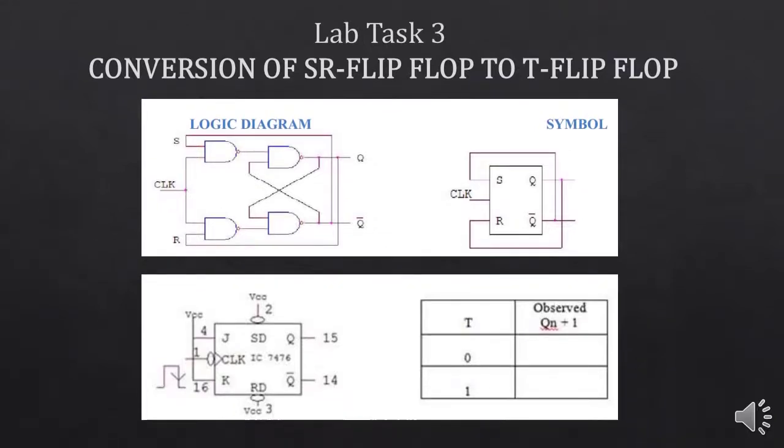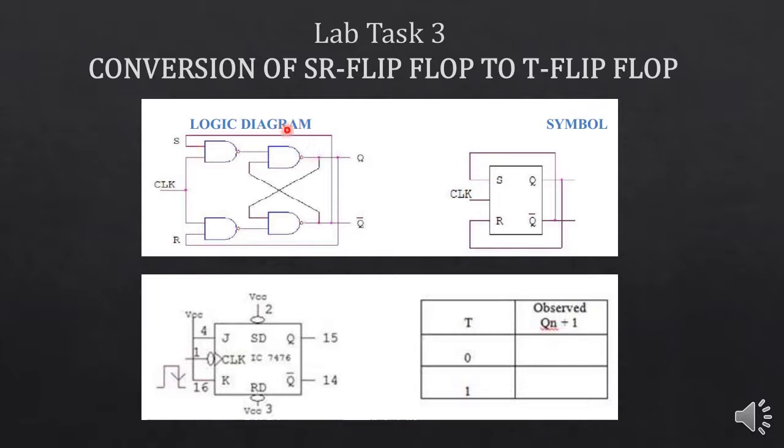Task number 3 is the conversion of SR flip-flop to T flip-flop. The T flip-flop can be constructed using the SR flip-flop or JK flip-flop. The functionality of T flip-flop is basically that the output toggles. When the clock signal is 0, the output will retain its previous state. When the clock signal is high, the output will be the complement. Basically, if the previous output was 0, the next output will be 1.